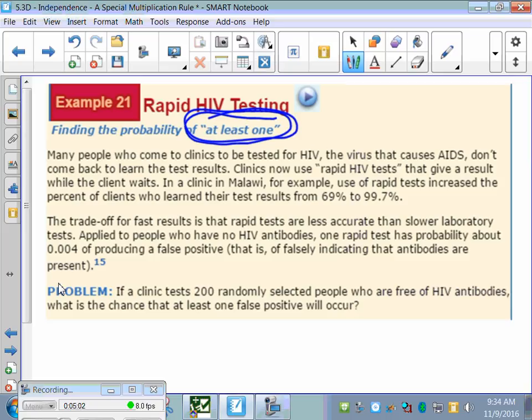So applied to people who have no HIV antibodies, one rapid test has the probability of about 0.004 of producing a false positive. That is, of falsely indicating that antibodies are present. Okay, false positives are bad. They don't have HIV, but they're getting a positive test result. So that would be unfortunate news.